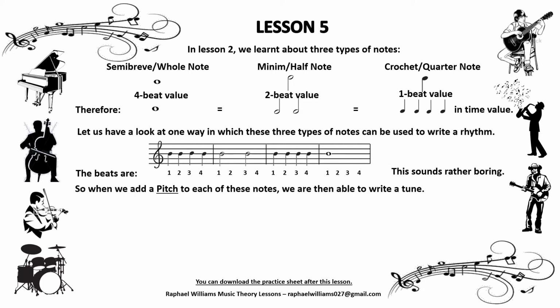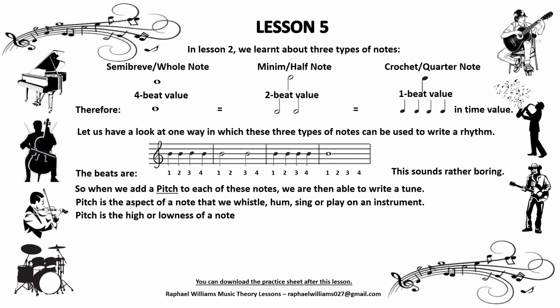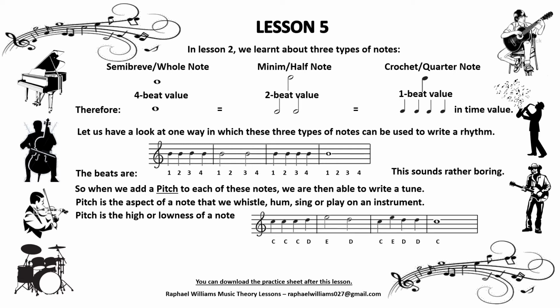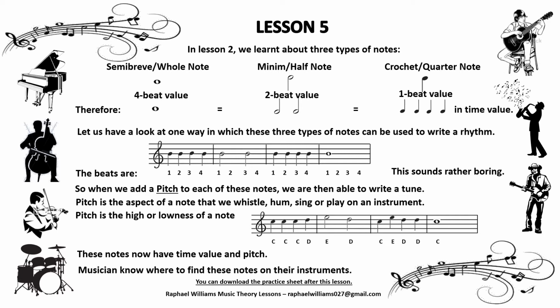So when we add a pitch to each of these notes, we are then able to write a tune. Pitch is the aspect of a note that we whistle, hum, sing, or play on an instrument. Pitch is the high or lowness of a note. C, C, C, D, E, D, C, E, D, D, C. These notes now have time value and pitch. Musicians know where to find these notes on their instruments.